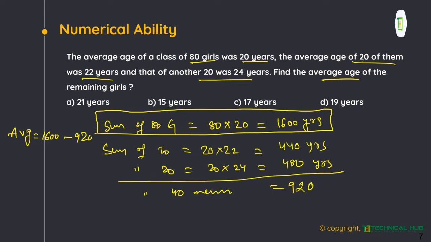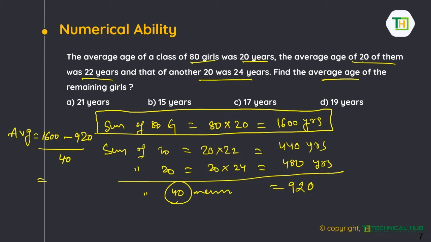Therefore, the remaining becomes 1600 minus 920, divided by the total number of remaining girls left over. Already 40 members are completed. Still, how many girls are left over? Still 40 girls are left over. That is your answer.